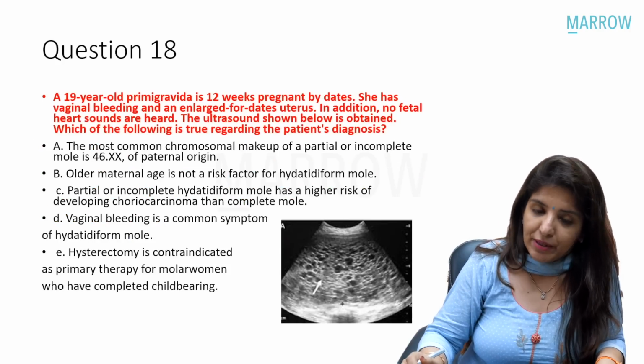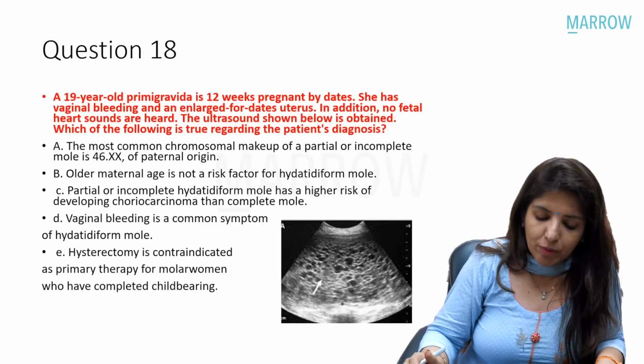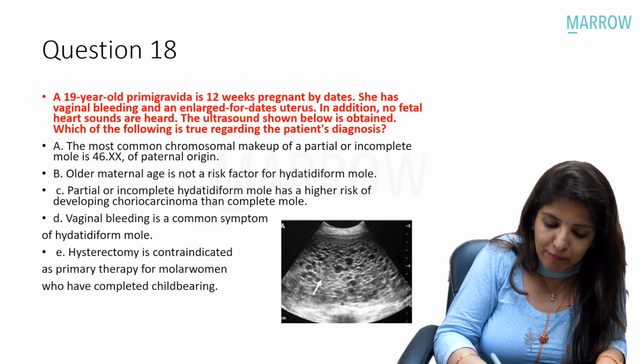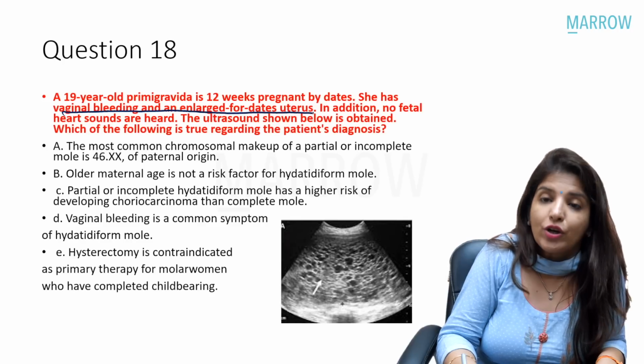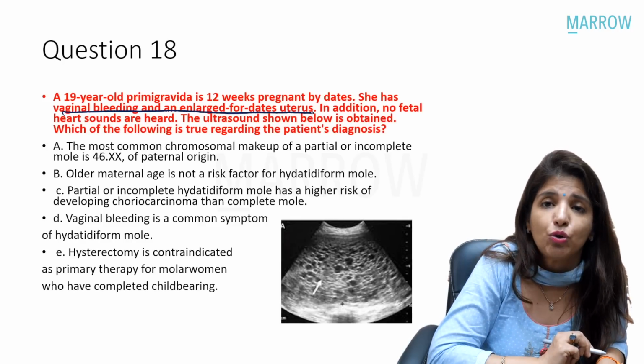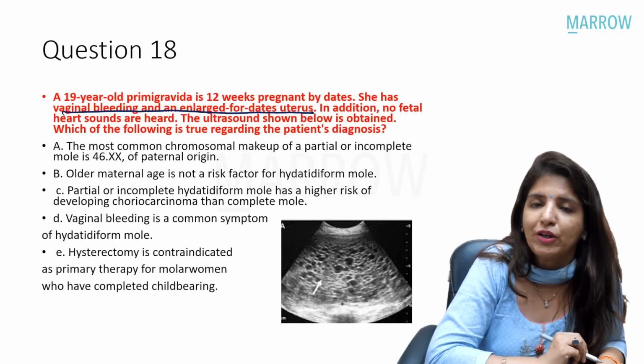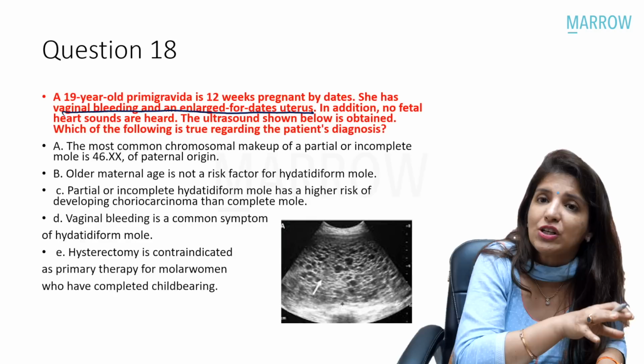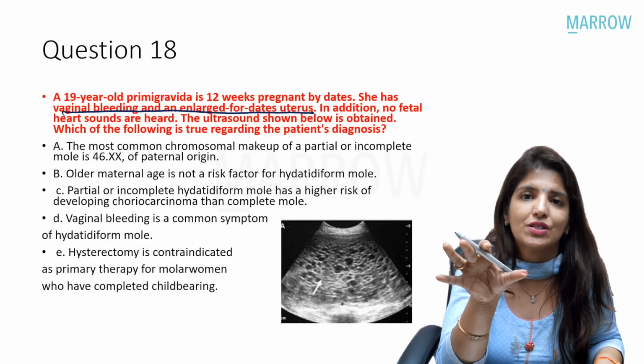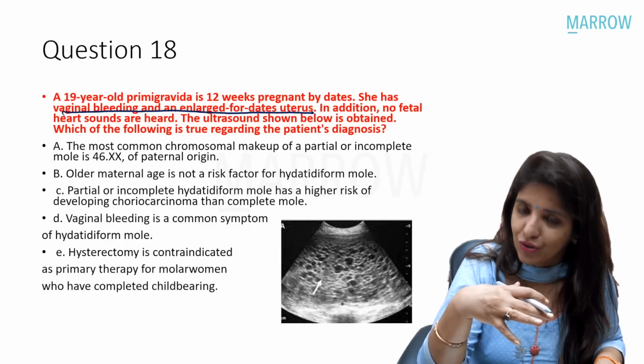Next question, question number 18. A 19-year-old primigravida is 12 weeks pregnant by dates. She has vaginal bleeding and she has an enlarged for dates uterus. So just now when I was telling you the differential diagnosis of height of the uterus more than the period of gestation, I told you in early weeks of pregnancy, one very important diagnosis is molar pregnancy, right?